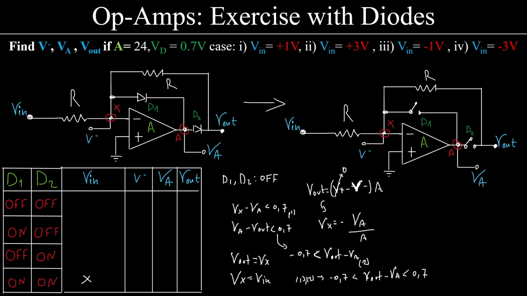Alright, now I see that when Vout minus Va is less than 0.7 and more than -0.7, both of the diodes will be off and all of these things would hold true. Now, how much is Va and how much is Vout? Is this a useful expression? Well, Vout is equal to Vx and Vx is equal to Vin. Over here now, therefore, I can have Vin and see the conditions.